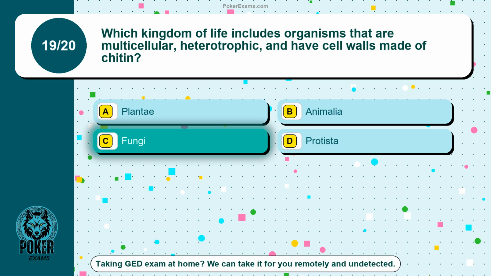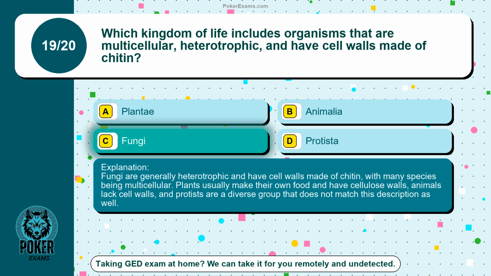The correct answer is option C. Fungi. Fungi are generally heterotrophic and have cell walls made of chitin, with many species being multicellular. Plants usually make their own food and have cellulose walls, animals lack cell walls, and protists are a diverse group that does not match this description as well.